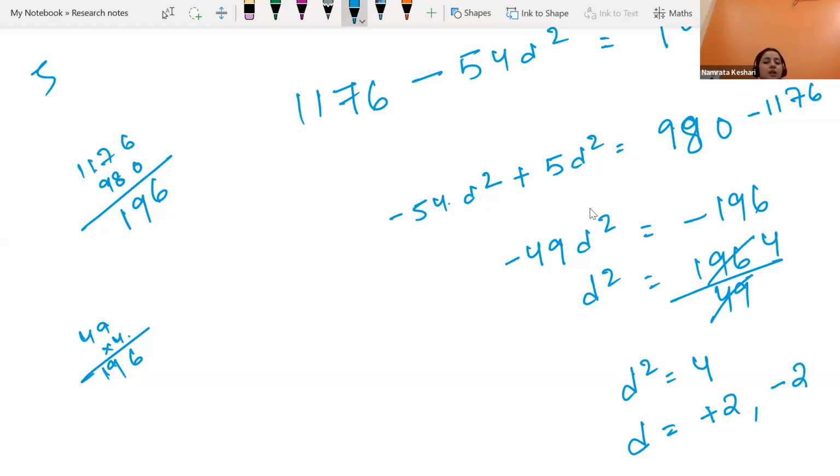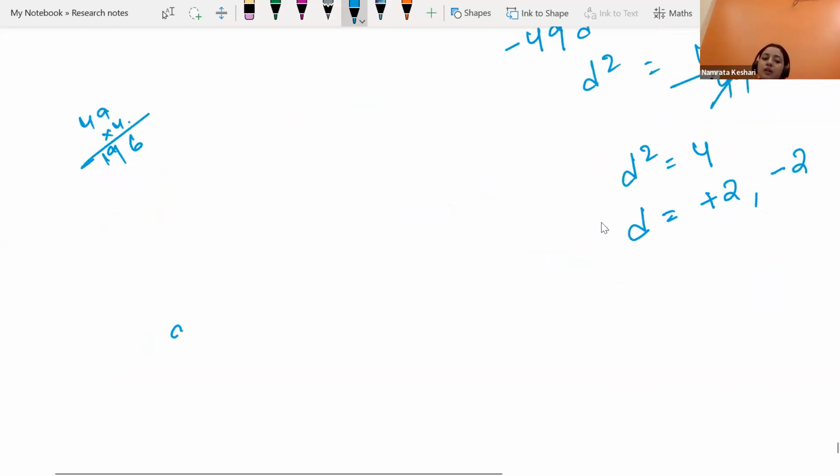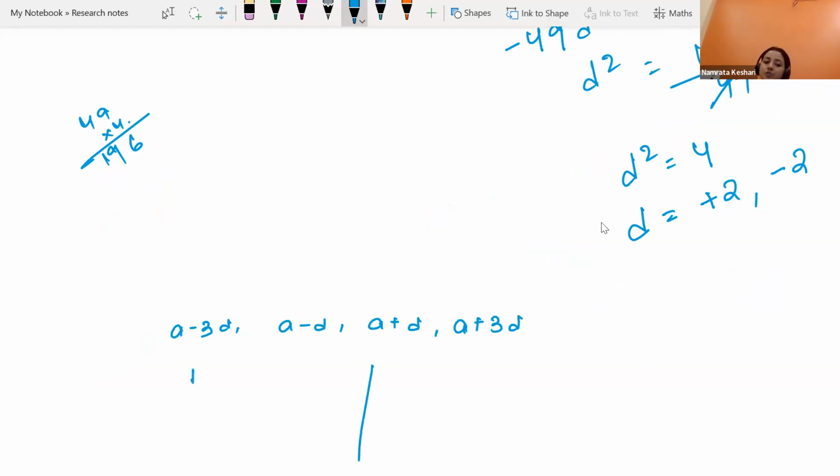So what will our 4 terms be? We assumed 4 terms: a minus 3d, a minus d, a plus d, a plus 3d, where on taking the sum all the d's cancel out. Okay, once we will take d equal to plus 2, and once we will take d equal to minus 2. The value of a is the same for us, 14 in both cases. So one by one we will be substituting and we will be writing the final answer. Is it crystal clear to all of you? Yes, yes, ma'am.